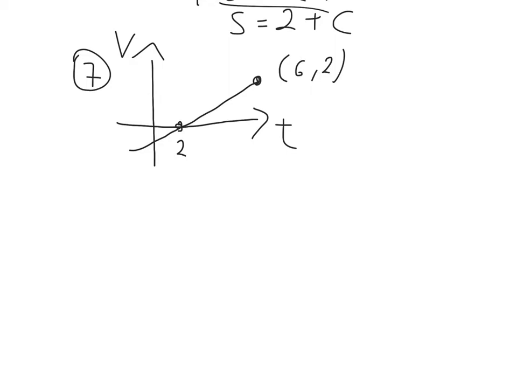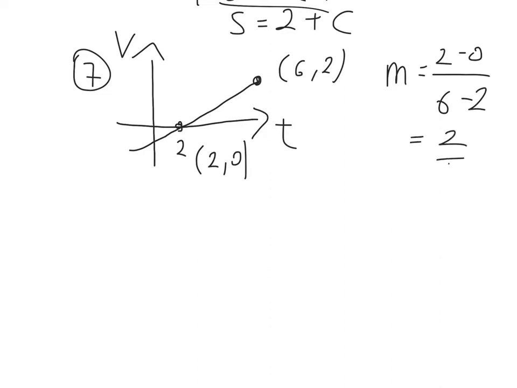Okay, another example. Across the x-axis at 2, that's 2, 0. So gradient is going to be 2 minus 0 over 6 minus 2. That's 2 over 4, and the gradient of the line is 1/2.